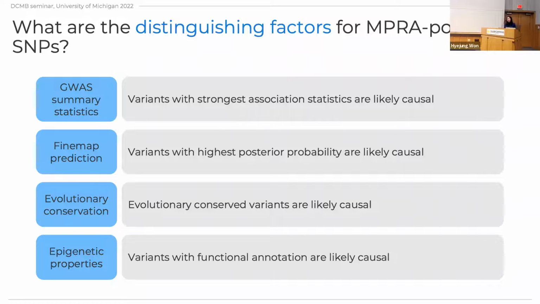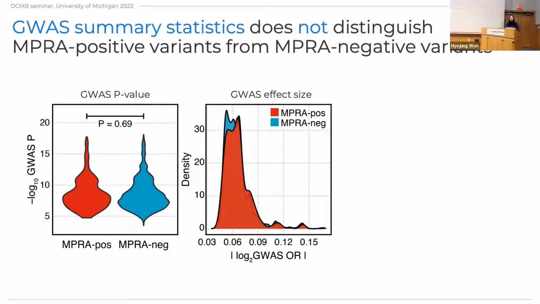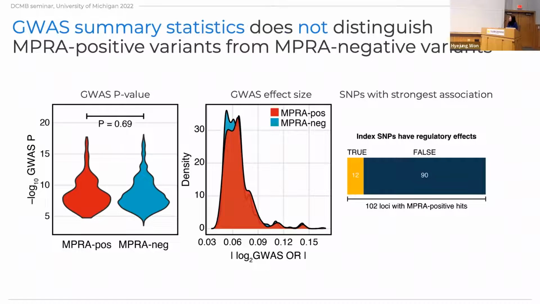So we wanted to test each hypothesis individually. First, we checked whether GWAS summary statistics differ between MPRA-positive and negative variants, and the simple answer was no. When we compared GWAS p-value or GWAS odds ratio, we could not find a clear distinction between them. In addition, out of 102 loci with MPRA-positive hits, only 12 loci contained index SNPs that also showed regulatory activity. So this means that if you're just following up on index SNPs, which are the SNPs with the strongest association at a given locus, you will probably be wrong in more than 90% of the cases.